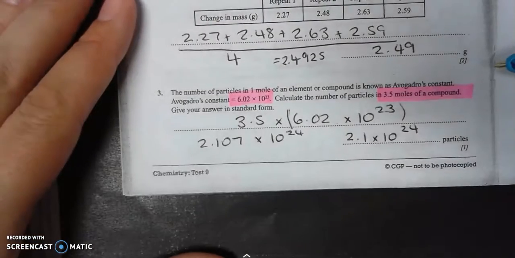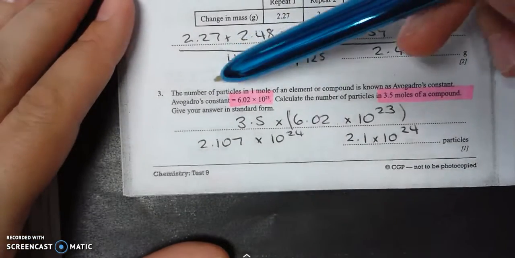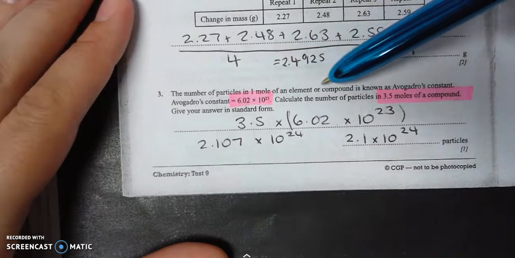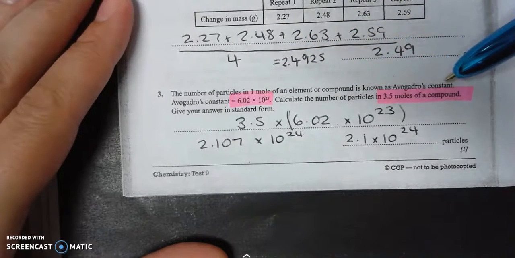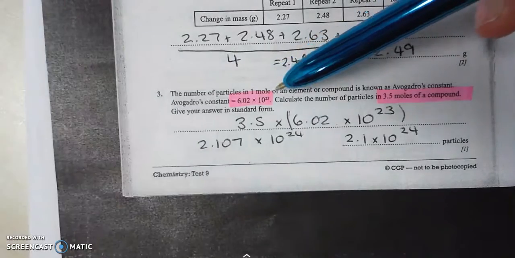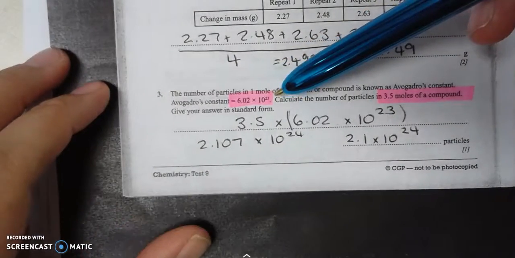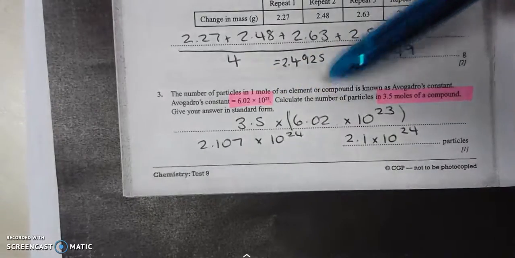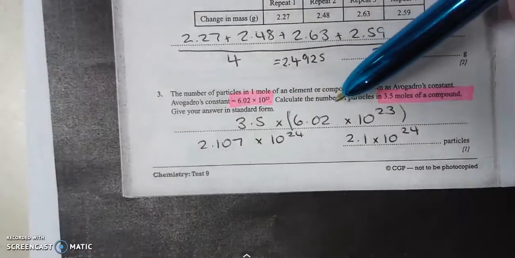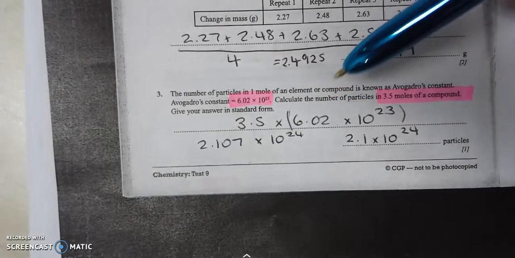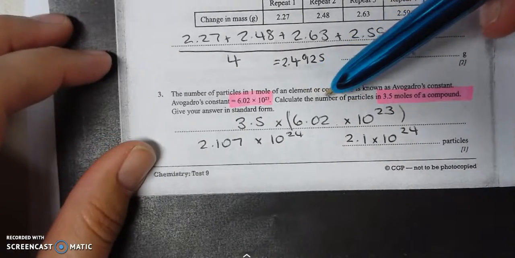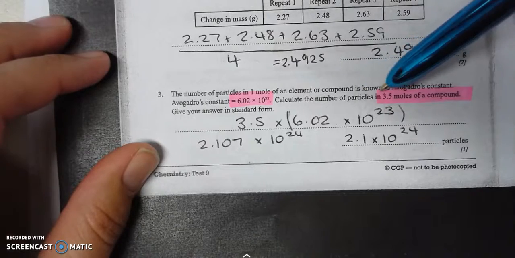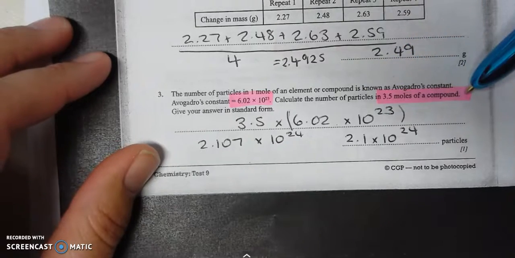Okay, question 3. So this one, the number of particles in 1 mole of an element or compound is known as Avogadro's constant. Avogadro's constant is 6.02 times 10 to the 23. Calculate the number of particles in 3.5 moles of a compound.